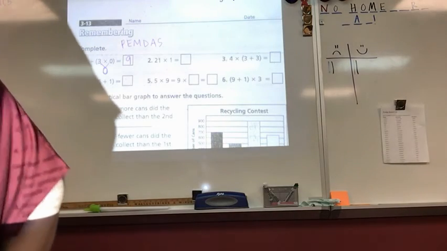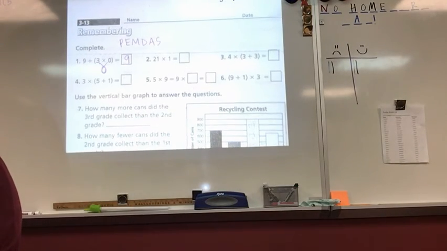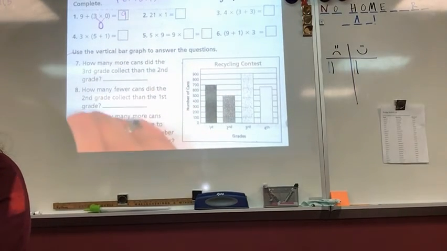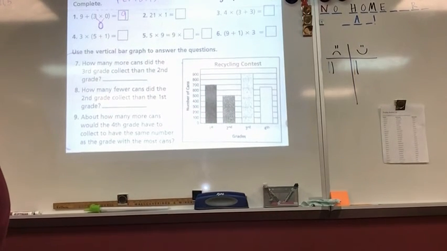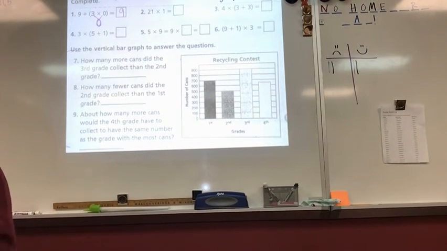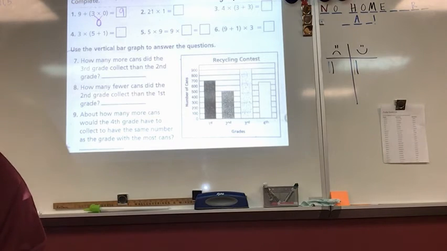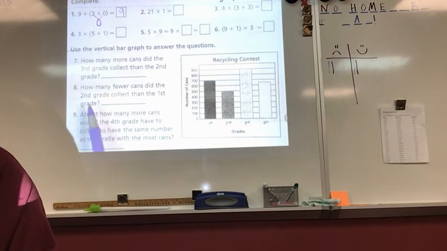There are 3 problems that are just asking you questions about the bar graphs. That's the part you guys told me was easy peasy from yesterday. That won't take you long at all. Do read them carefully though, because sometimes they word it a little tricky. Like, how many more cans did 3rd grade collect than 2nd? You might do comparison bars, right? Since it's more than. How many fewer cans did 2nd grade collect than 1st grade?